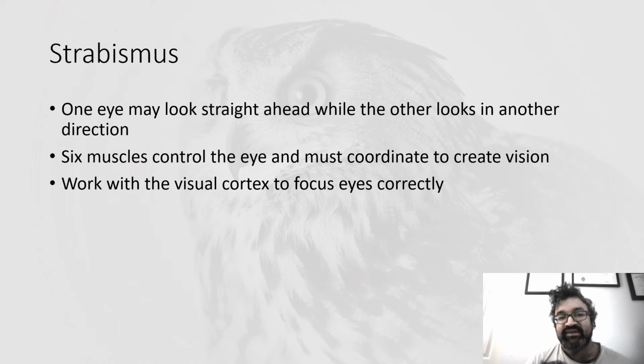Again, there are, to be exact, 6 muscles that control the eye. The superior oblique and inferior oblique on both sides, and then there's a muscle in the middle, making it 6. It's interesting if you look at it in anatomy. If you haven't gotten a chance to look at the eyeball, it's interesting. Again, one eye may look straight, while the other looks in another direction. They work with the visual cortex to focus the eyes correctly.